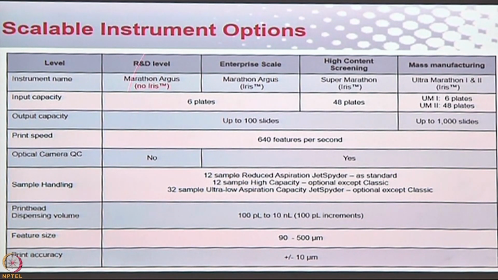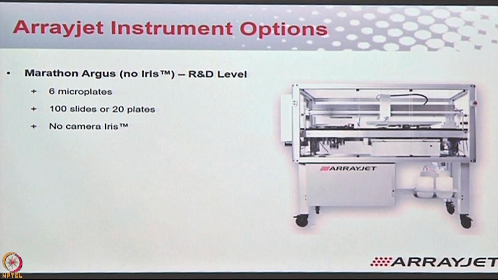So this is our entry-level system, which is called the Marathon Argus. It does not have that camera feature that will remember and reprint. All these other systems that are there have the camera feature which will remember and recognize and reprint the spot. This is how the machine looks.